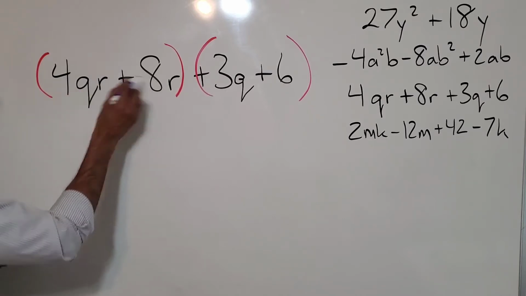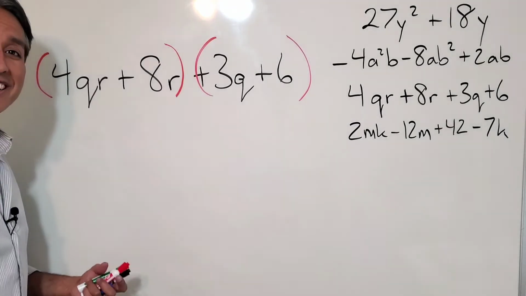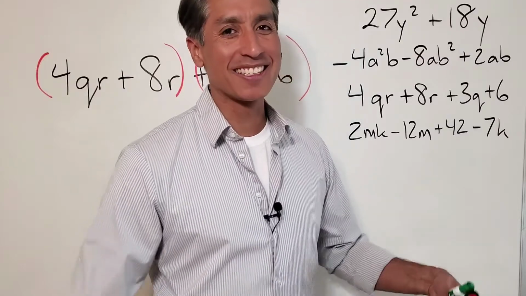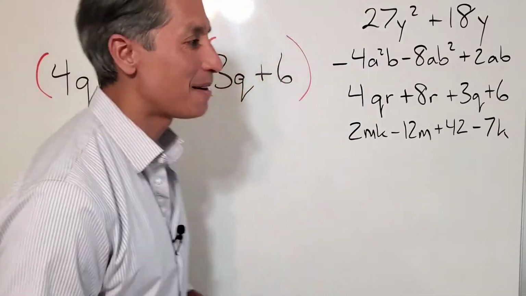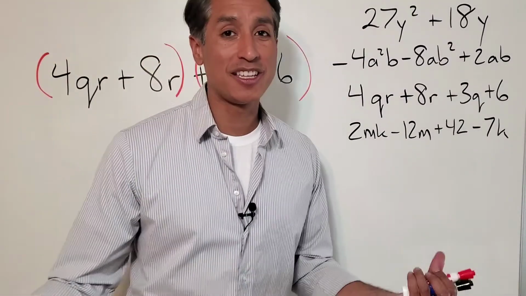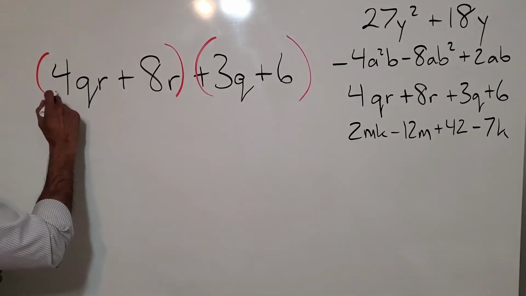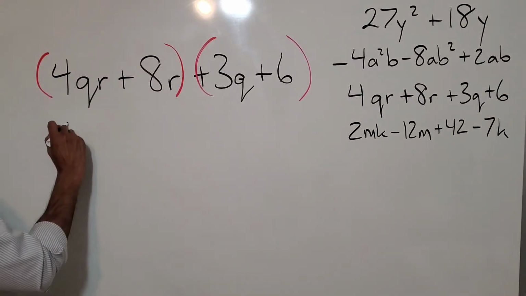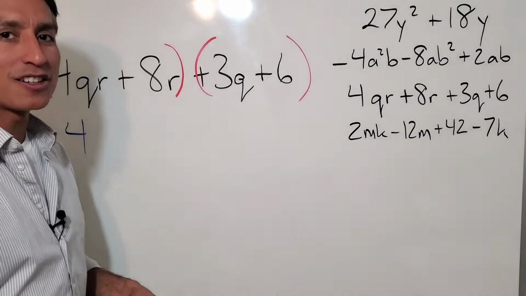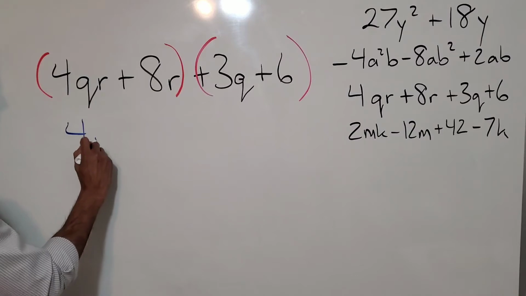So let's see here. What's the greatest number I can pull out of both parts? Awesome, a 4. So what's the biggest number I can pull out here? It's a 4. And then what's the most of one of the letters I can pull out? Between QR and R, it's R.